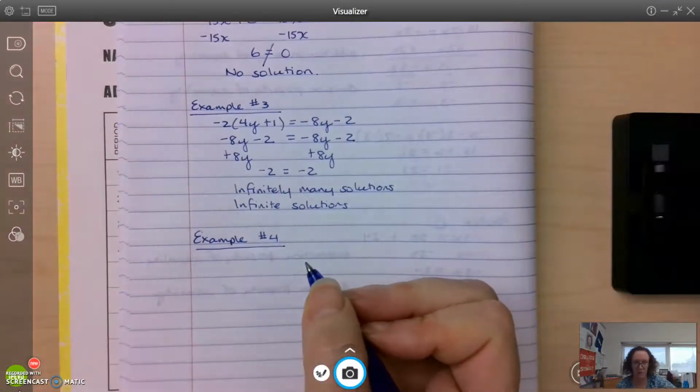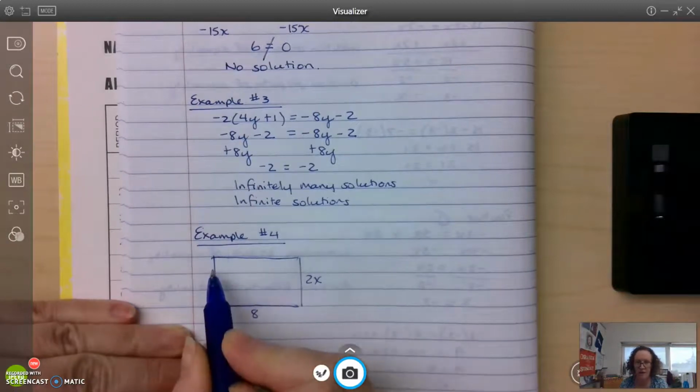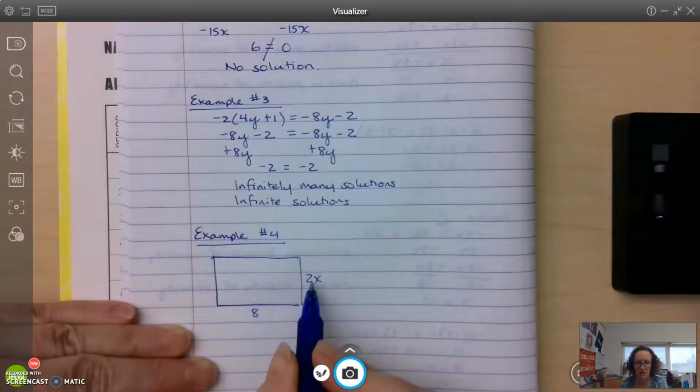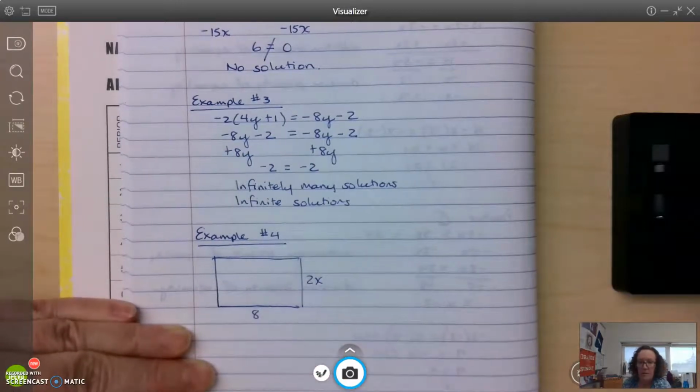On example number 4, I'm actually going to draw a rectangle and label one dimension 8 and another dimension 2x. And I'm going to tell you that the perimeter of this rectangle is equal to the area. And I'm going to ask you to write an equation and solve for x.